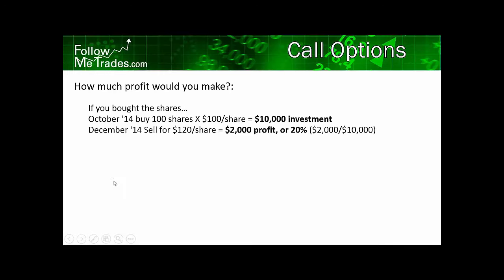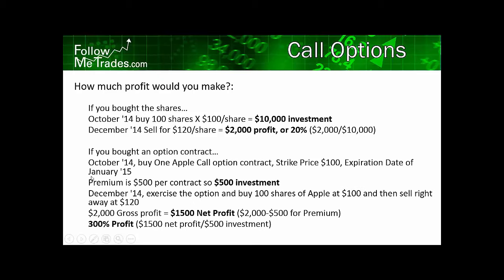So how much profit would you make? If you bought the shares outright, say you just went and bought 100 shares at $100 a share, it's $10,000 on the line. Right? And then you sold them in December at 120, you make $2,000, 20%. Well, nothing wrong with that. But if you bought an option contract, in October you buy one call option contract with a strike price of 100, expiration of January.